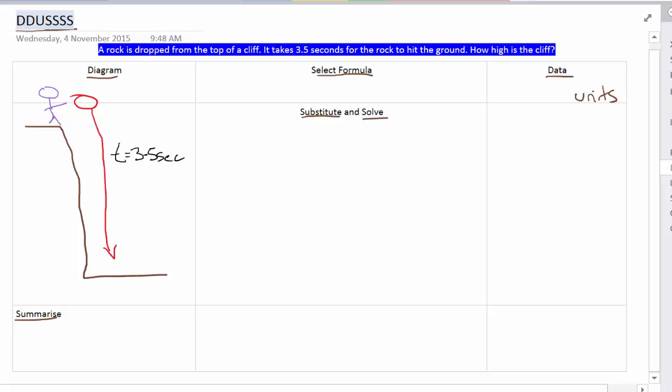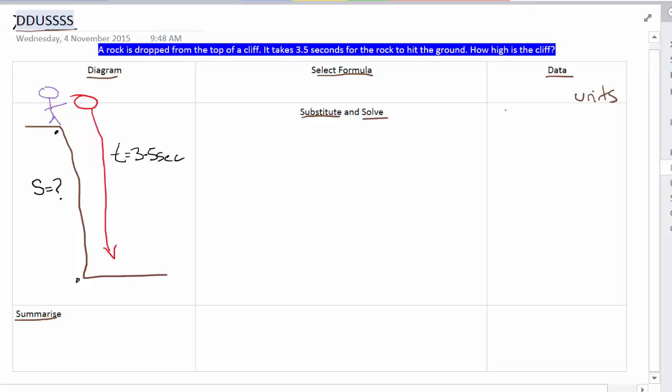So we want to know the distance between here and here, the displacement. So we're going to use S for that, and we don't know S. So that's the first thing we're going to do. I'll just fix that S up a little bit, so it's not looking like a 5. S equals, I'll put a question mark. So the second step, and so we've got diagram done, so we're going to cross out our diagram. And the second step now is to draw the data.